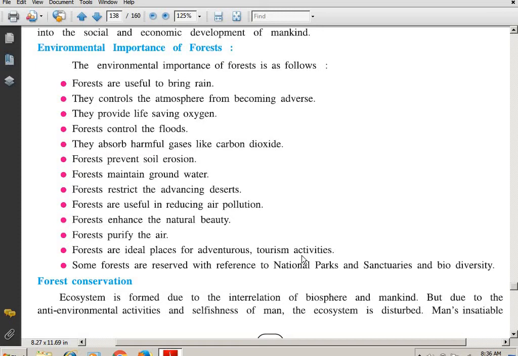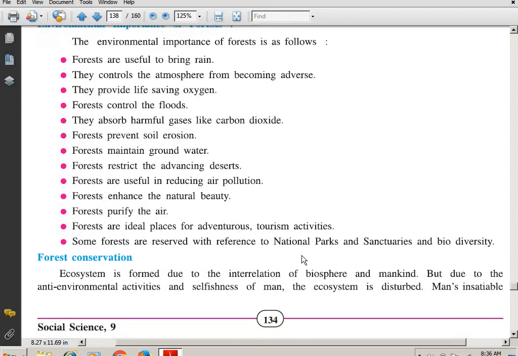So students, these are the importance of the forest. As we said, they help to bring the rain, they help in preventing soil erosion, they absorb harmful gases like carbon dioxide, they control floods, they provide oxygen, they restrict the advancing of the desert, they help us in getting clean fresh air by reducing air pollution, they enhance the beauty, they purify the air, and they are places for adventure and tourism activities. So students, these are the importance of the forest.